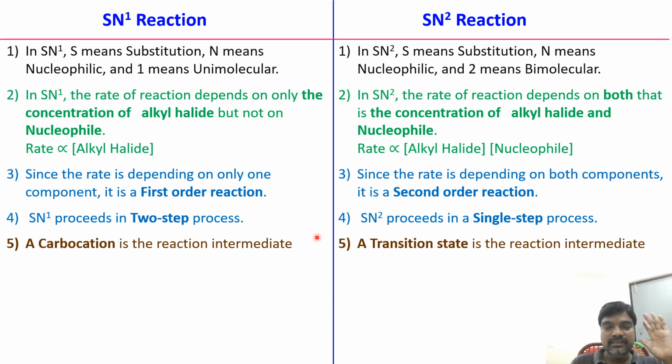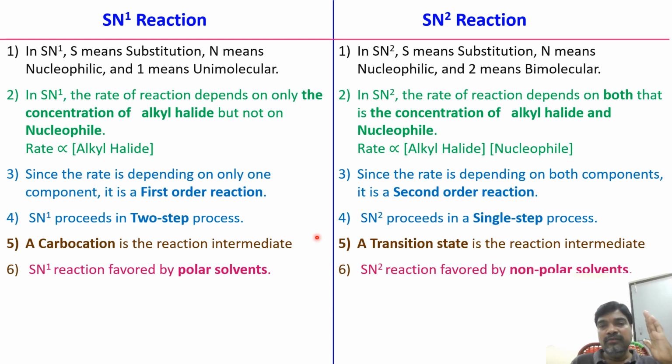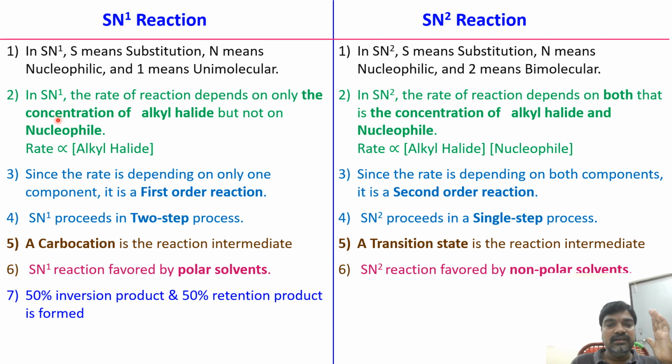SN2 reaction mechanism. Next, the SN1 reaction can be favored by polar solvents like methanol, DMSO, and DMF, etc. However, the SN2 reactions can be favored by non-polar solvents like hexane, benzene, toluene, etc. SN1 reactions are favored by polar solvents. SN2 reactions are favored by non-polar solvents.